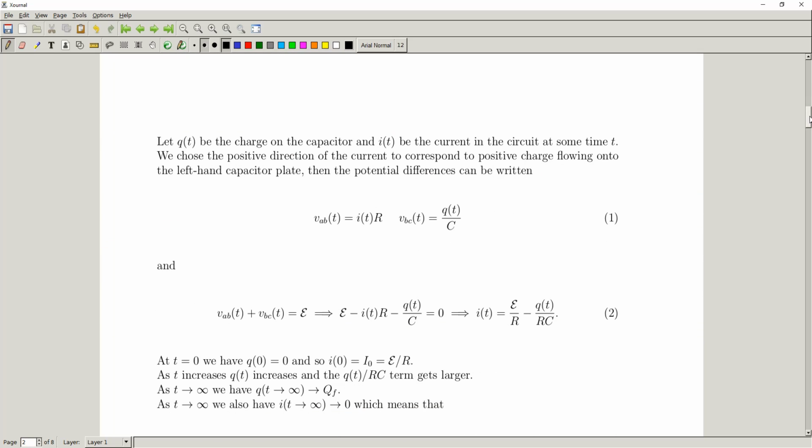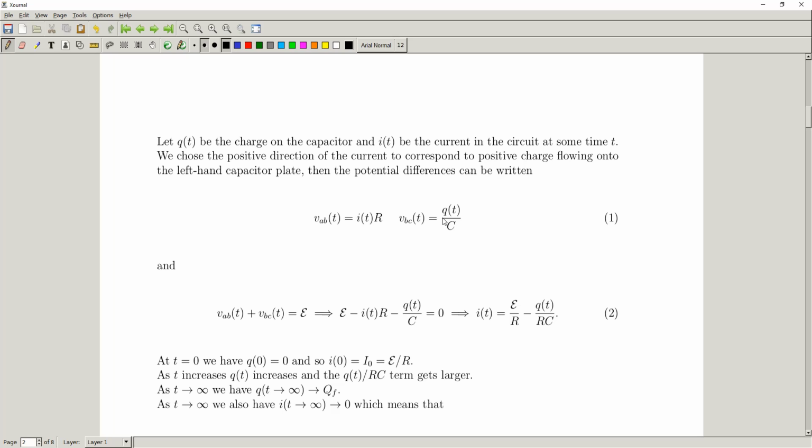Then the potential differences can be written as we see here. VAB is just going to be V equals IR as we saw before, and this is just going to be our capacitor equation written down. VBC is equal to Q of t over C. This is just our Q equals VC expression that we talked about in our capacitor section.